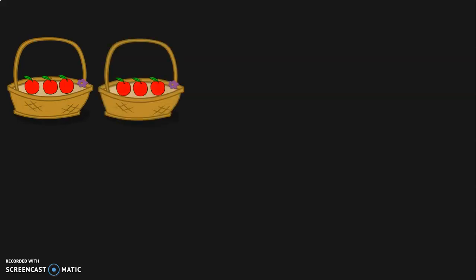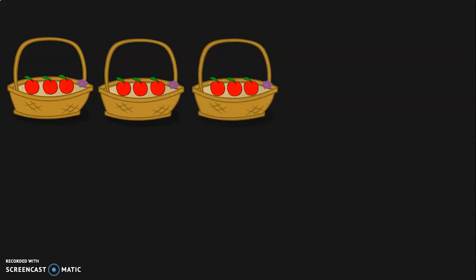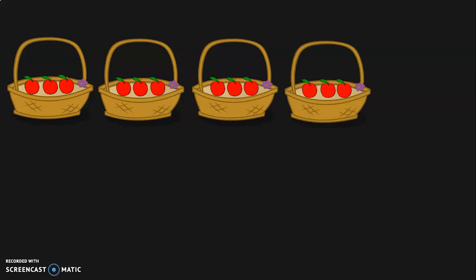Here we have a fruit basket with 3 apples. Another fruit basket with 3 apples. Another fruit basket with 3 apples and another fruit basket with 3 apples. Once again, we can consider each of these baskets to be a group, and the same number, 3 apples, is there in each of the groups. This is groups with the same number.